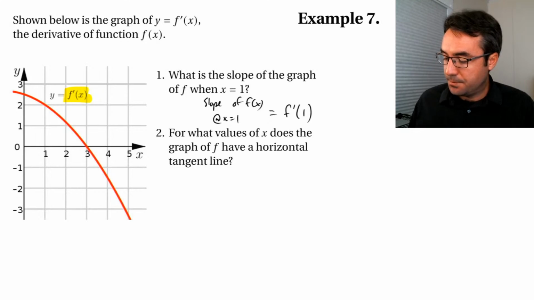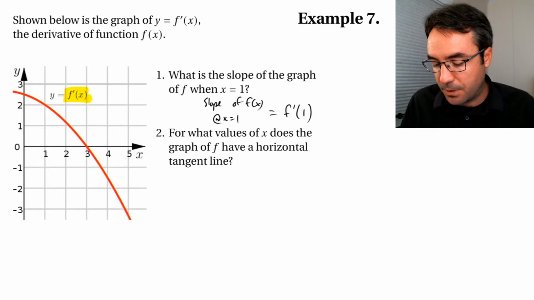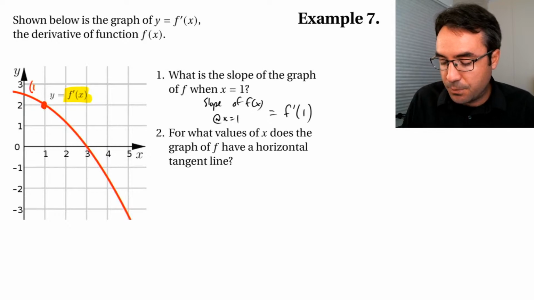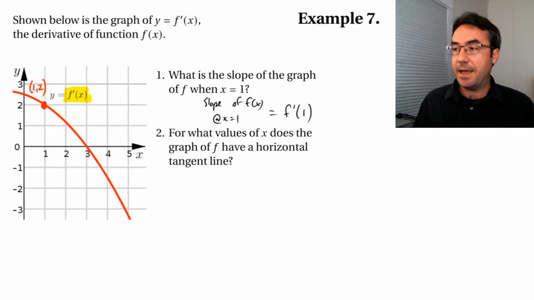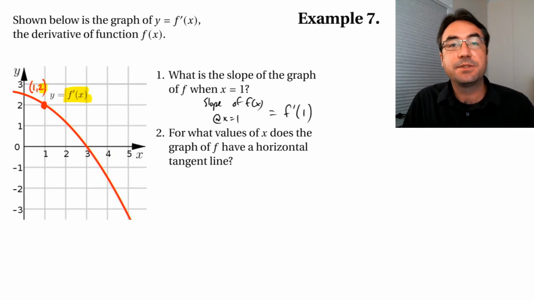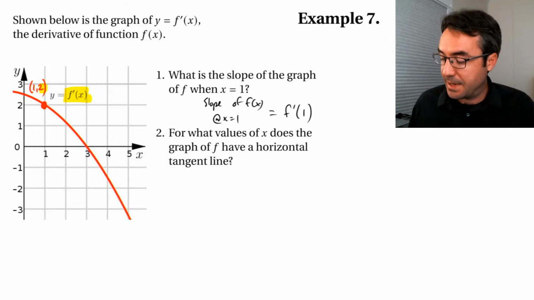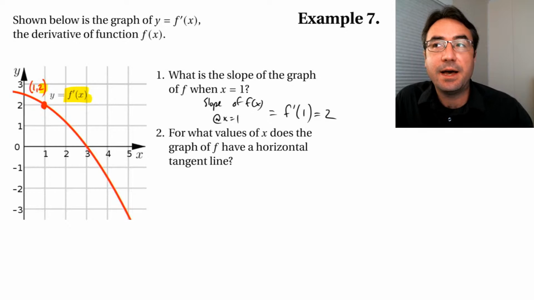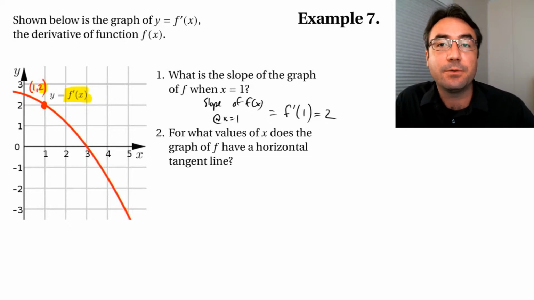So let's go through, find x equals 1 on the graph, figure out what the point is there. So the point is (1, 2), and that value 2 is the value of our derivative at x equals 1. So that tells us the slope of f at x equals 1 must be equal to 2.